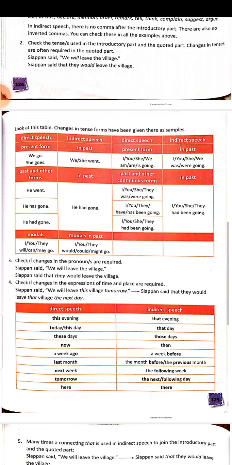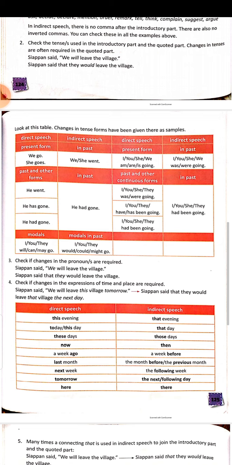See, direct speech present form: I am, you are, she is, we are. In past: I was, you were, she was, we were going. Understood? So in direct speech, where there is am, is, are, we have to change it into was, were.